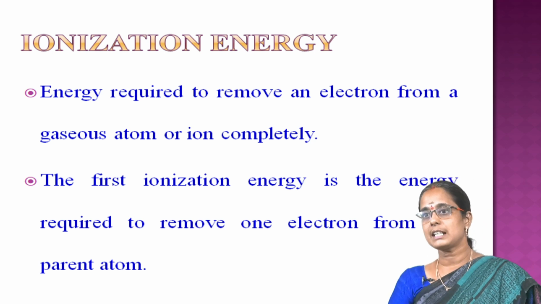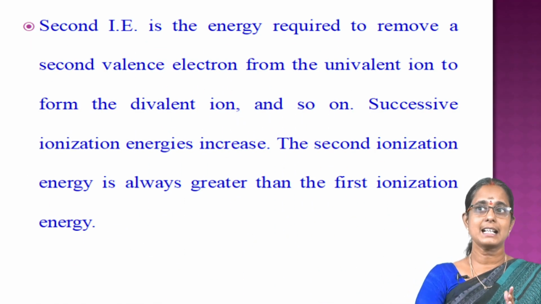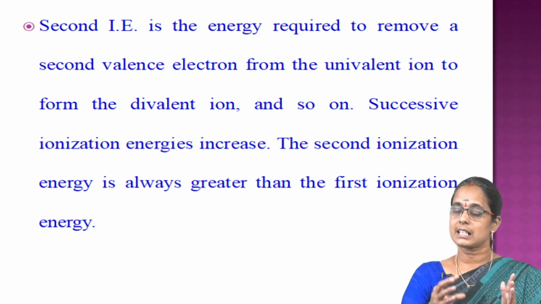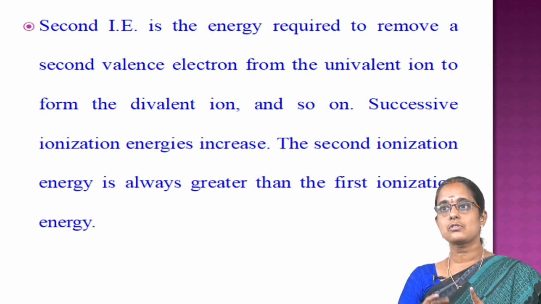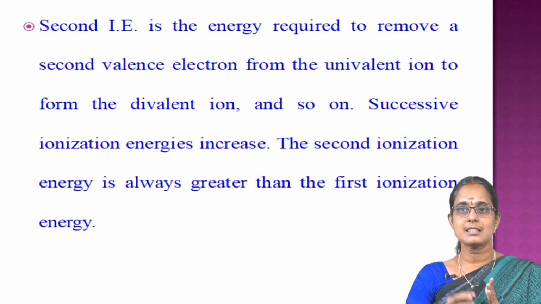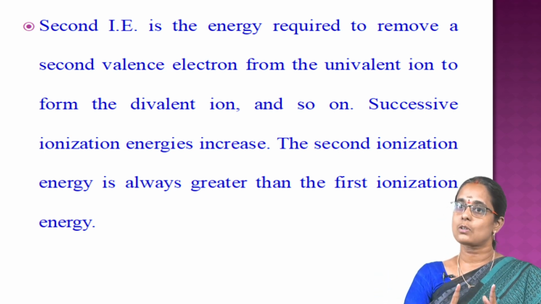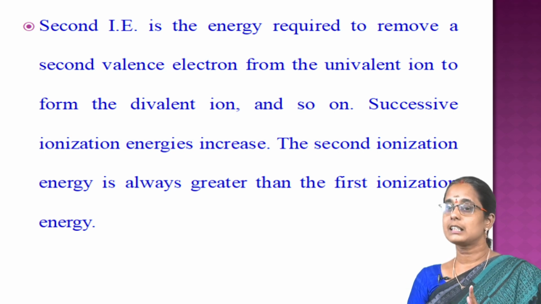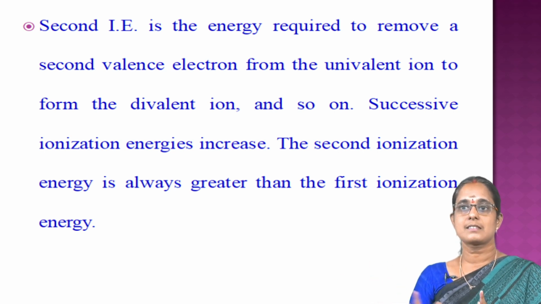The first ionization energy is the energy required to remove one electron from the parent atom. The second ionization energy is the energy required to remove the second valence electron from the univalent ion to form a divalent ion, and so on, the third, fourth, fifth, and so on. Successive ionization energy also increases. The second ionization energy is always greater than the first ionization energy. The third ionization energy is always greater than the second one, and so on in succession.